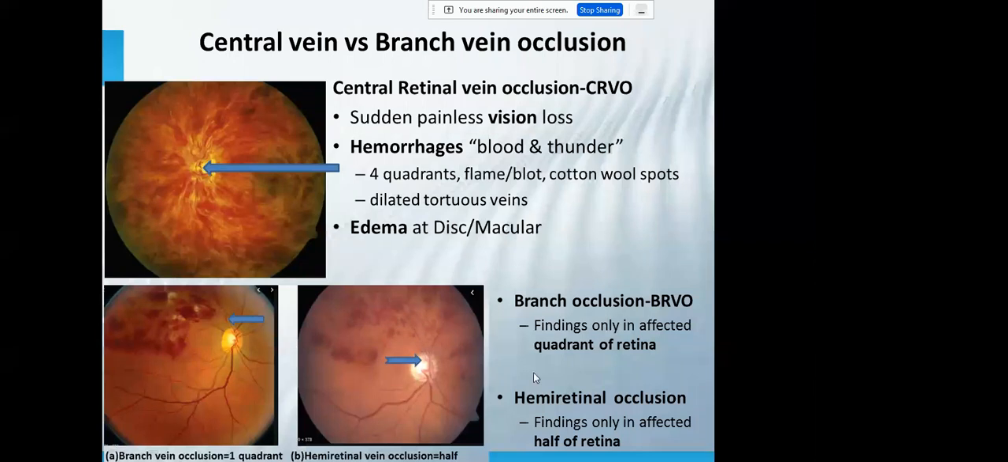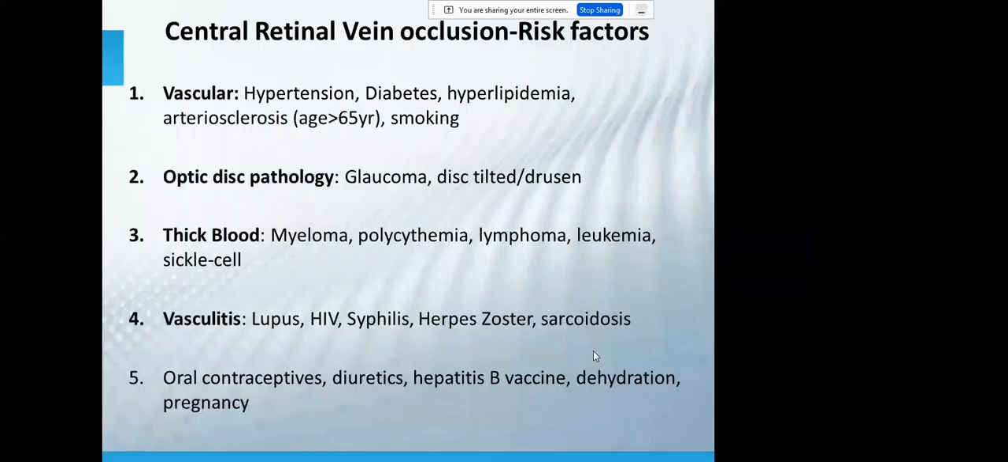Sometimes it might affect half the retina and the name changes to hemiretinal vein occlusion. No big deal, it just describes the pattern of the occlusion. Then hemiretinal will cause the next most severe.